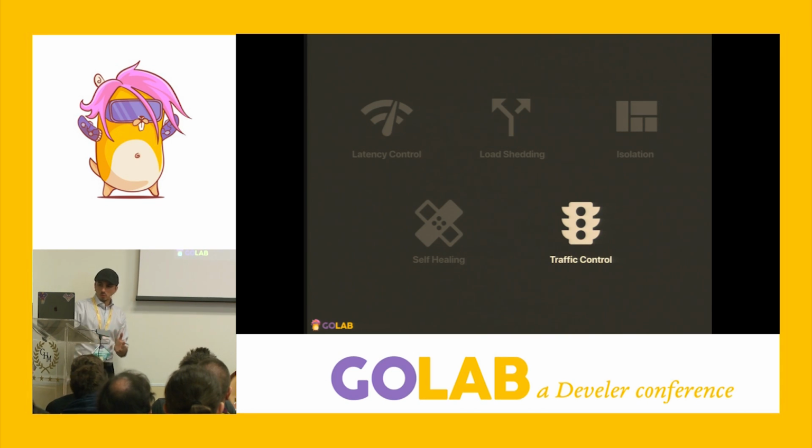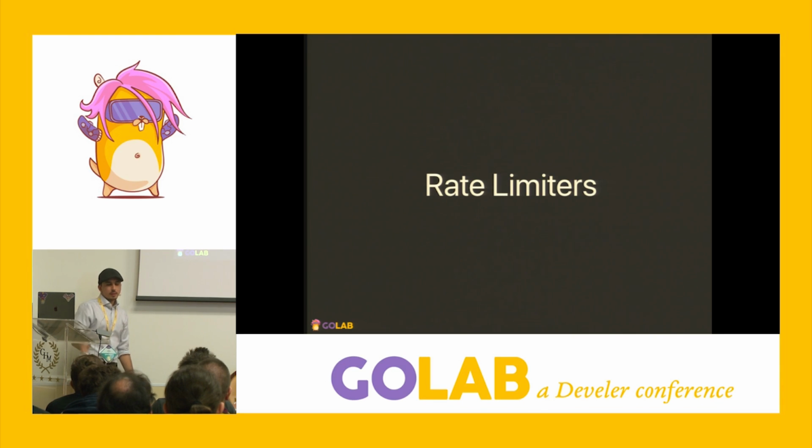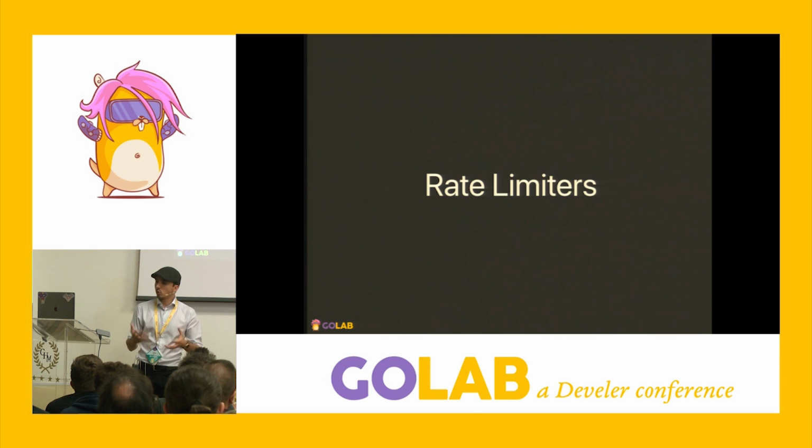Cool. Traffic control. Rate limiters are probably the ones that are most common in traffic control. We just heard about an API gateway.